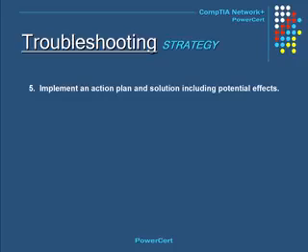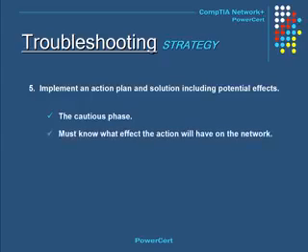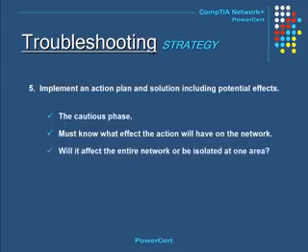And the next step is to implement an action plan and solution, including potential effects. Now this step is the cautious phase. So before taking any action to solve the problem, you must know what effect this will have on the network. For instance, if you were to take a device offline, how will this affect the rest of the network? By doing this, will this disrupt everyone else or be isolated at one area?